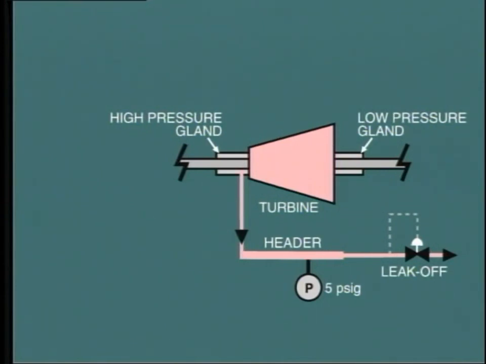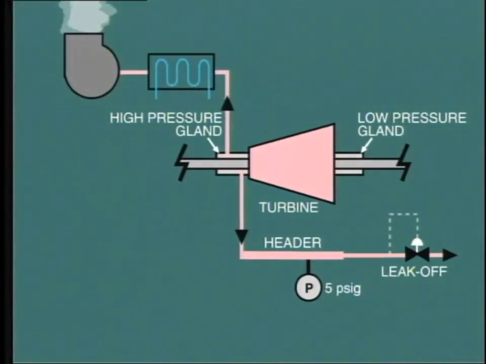In order to prevent this steam from getting into the turbine room, it is drawn from the outside of the gland seal by a slight vacuum, which is produced by the gland steam exhauster. Some heat is recovered from this small amount of steam by passing it through a heat exchanger in the condensate system known as the gland steam condenser.